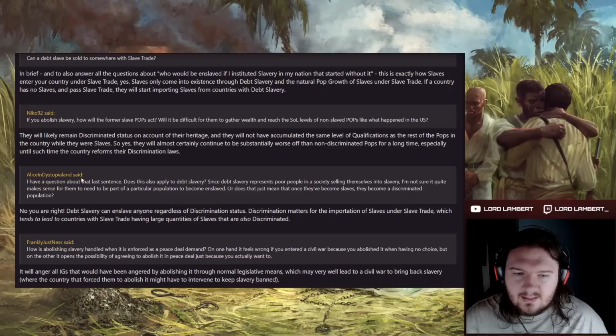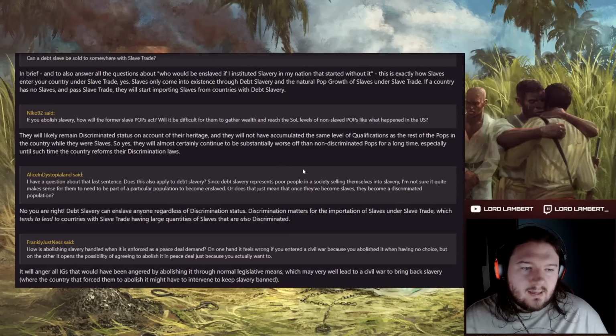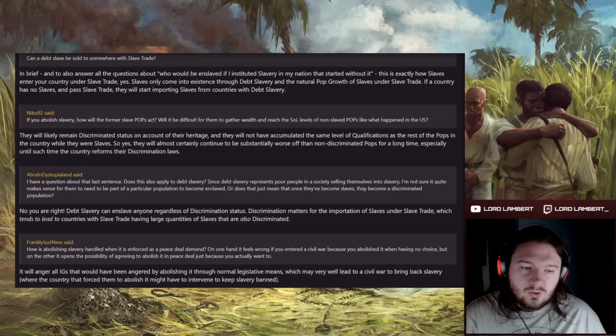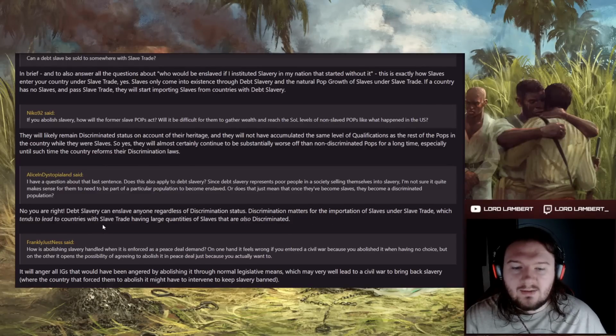I have a question about that last sentence. Does this also apply to debt slavery? Since debt slavery represents poor people in a society selling themselves into slavery, I'm not quite sure if it makes sense for them to need to be part of the particular population to become enslaved, or does that just mean once they become slaves, they become a discriminated population? No, you're right. Debt slavery can enslave anyone regardless of discrimination status. Discrimination matters for the importation of slaves under slave trade, which tends to lead to countries with slave trade having large quantities of slaves that are also discriminated.